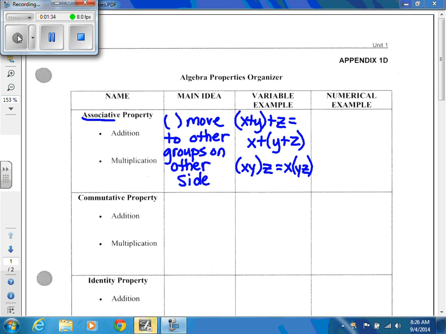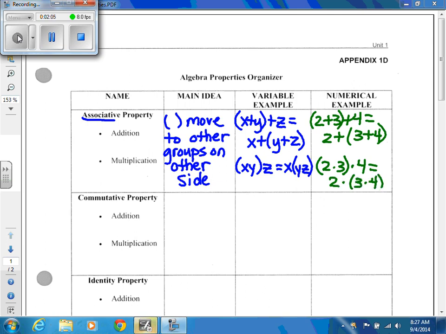For the numerical example, just take the letters out and put a number in its place, and you've got the same process going. So for instance, if we have 2 plus 3 in parentheses plus 4, on the other side of the equal sign, it will be 2 plus parentheses 3 plus 4. Right? And both sides will yield the same answer. For multiplication, again, change the operation, and we can use the same numbers. So parentheses 2 times 3 times 4, 2 times 3 being in parentheses. On the other side, it's 2 times parentheses 3 times 4.